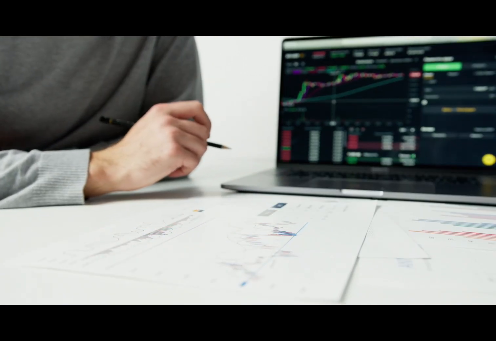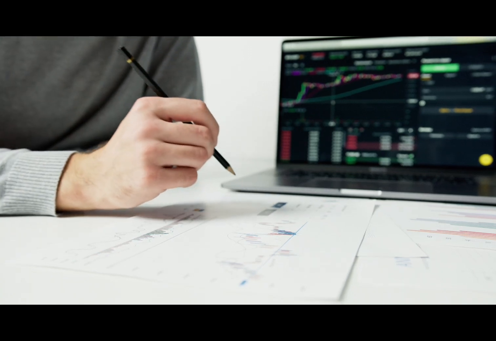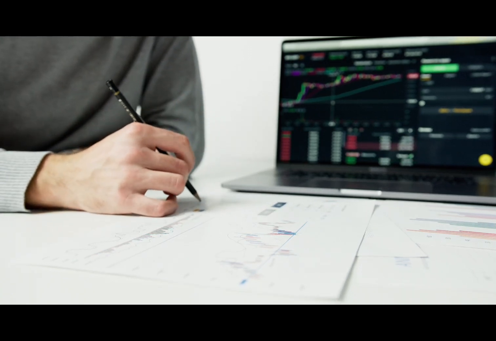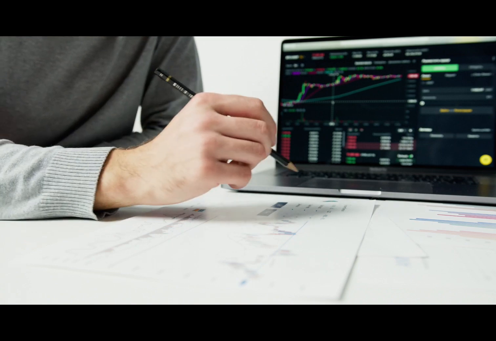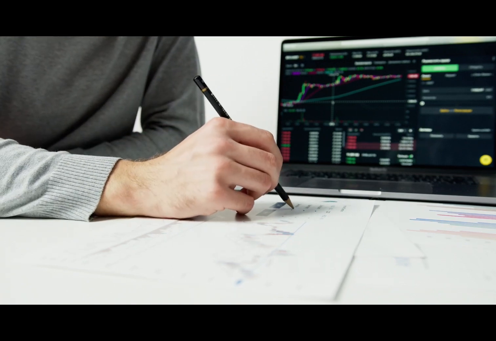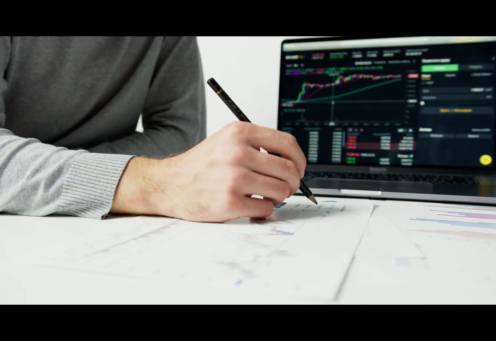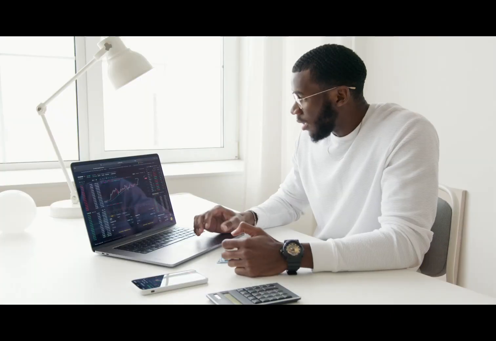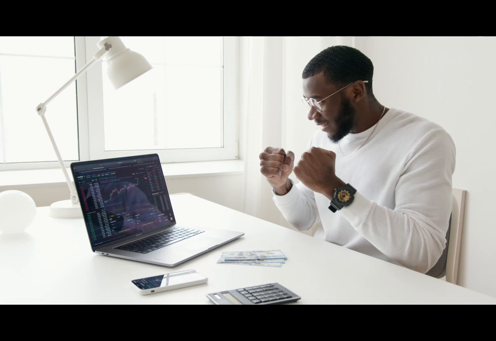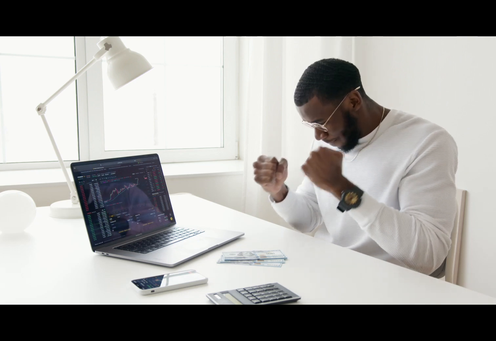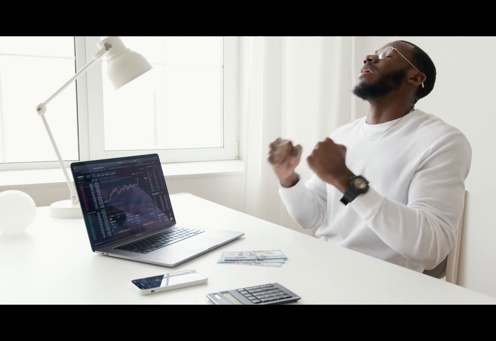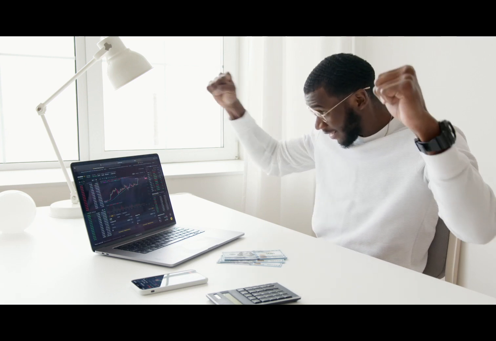Four, account types. OANDA WEB provides different account types to suit individual preferences. Standard account. The standard account offers competitive spreads and no minimum deposit requirements, making it an ideal choice for beginners and casual traders. Premium account. The premium account comes with additional features, lower spreads, and a personalized approach for more experienced traders and high-volume investors.